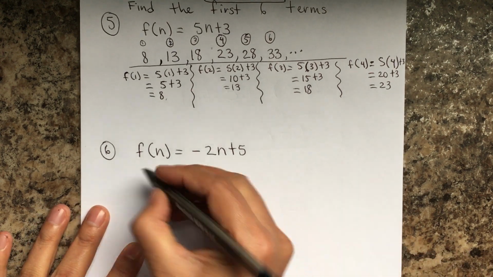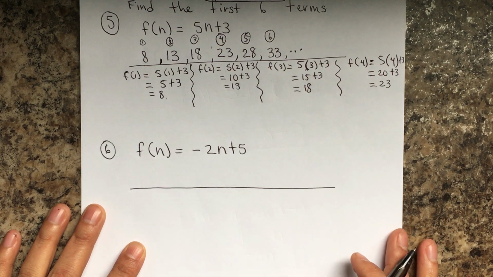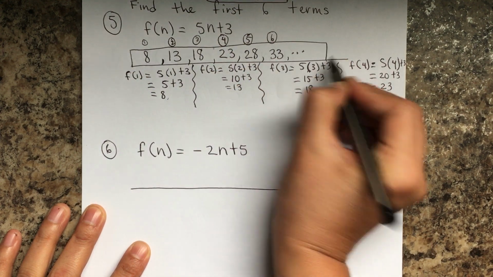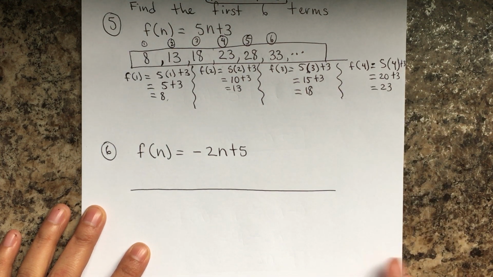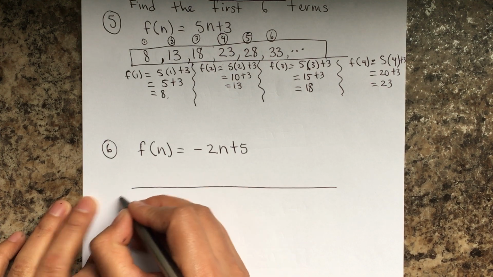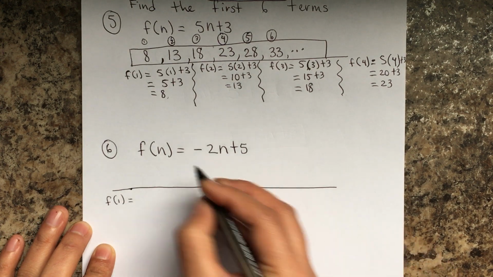So in here, again, I'm going to leave some space to put my sequence. So basically, this is the answer. This is my sequence, my arithmetic sequence, because I'm adding or subtracting. Okay, so again, I'm going to start with f of 1 to find my initial point.